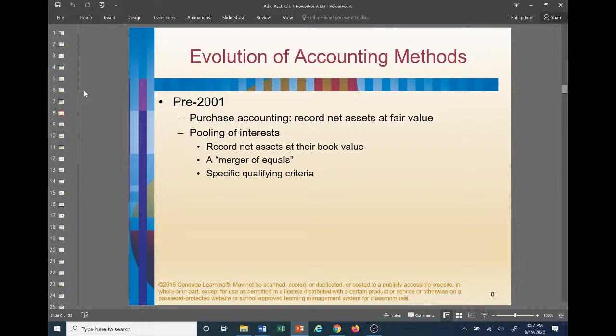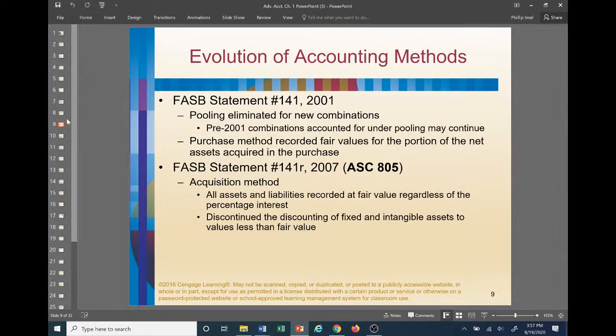I'm not really going to get into this much because it's no longer relevant. I just want you to know that it's changed as of 2001. As far as business combinations, now we do the acquisition method instead of the pooling of interest. So that's really all you need to know, is that it used to be the pooling of interest. I'm not concerned about getting into the theory of that because I don't want to confuse anybody.